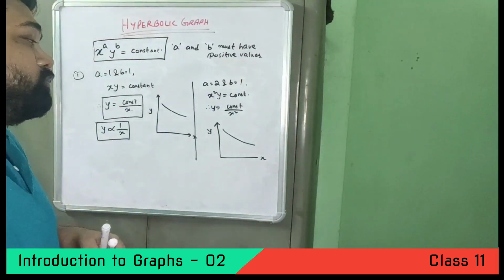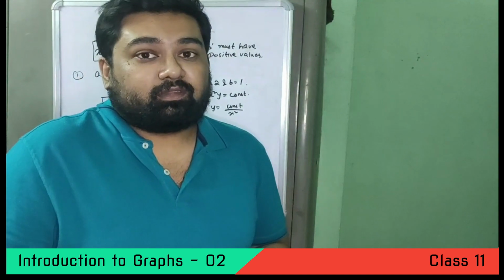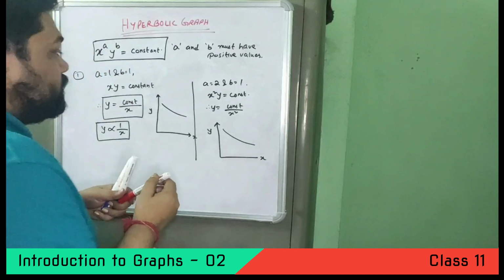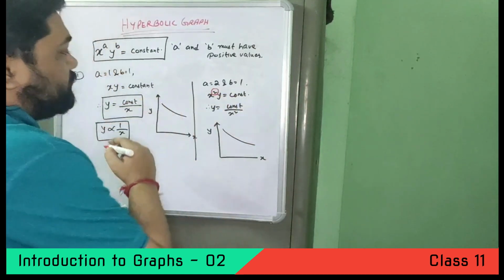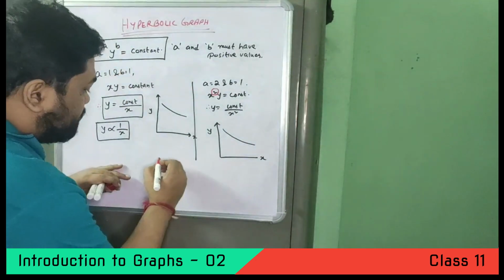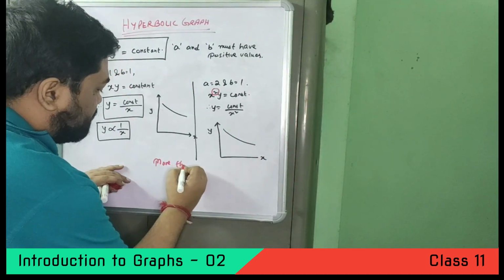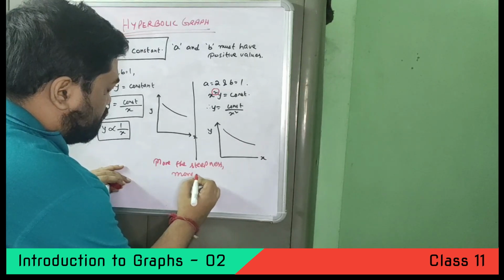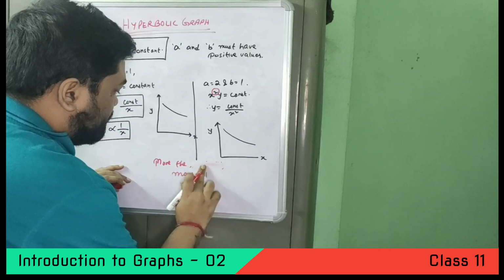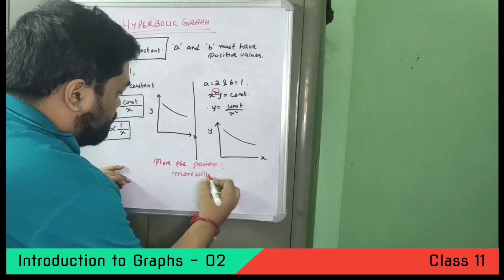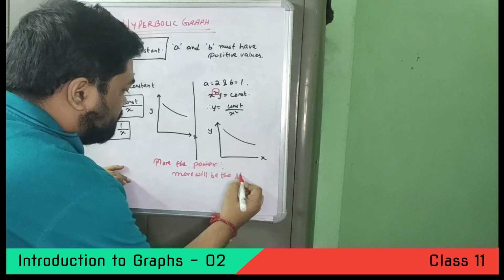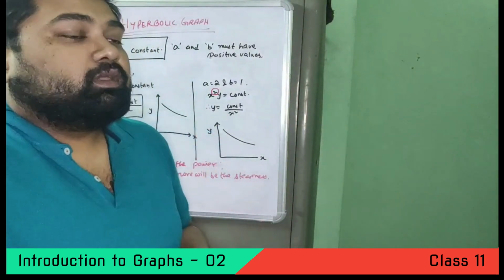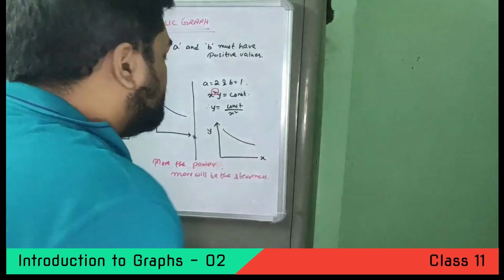In this aspect, you can ask me what is the reason behind the steepness of this curve? Here you have to remember that with the increase in the power, the steepness will also increase. So you can write here that more the power, more will be the steepness. That means with the increase in this power, the steepness of the graph will increase, right?